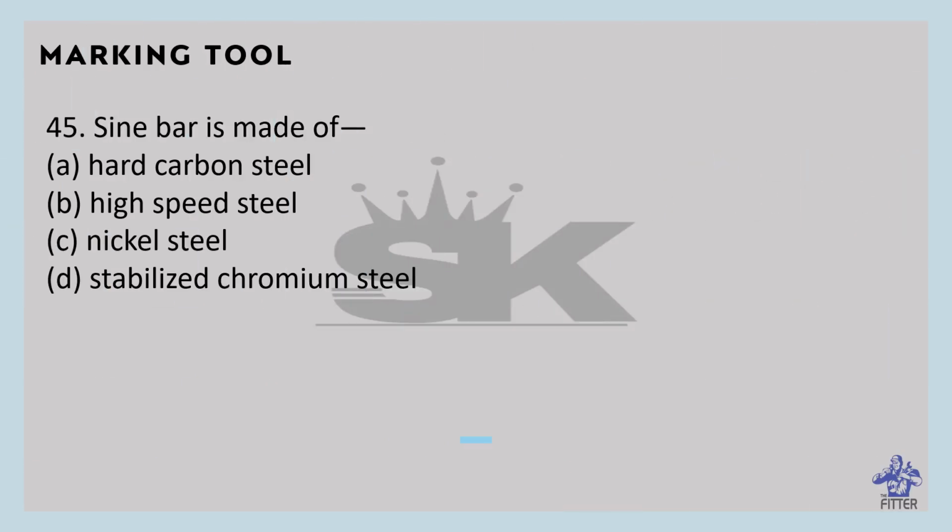Sine bar is made of stabilized chromium steel. Sine bar consists of a hard precision ground body with two precision ground cylinders fixed at the ends. Sine bar is used to measure angle very accurately.